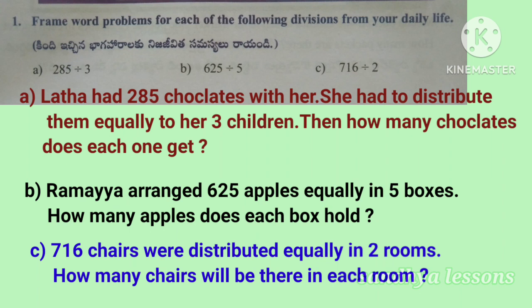B division. 625 divided by 5. Word problem for this division is Ramaya arranged 625 apples equally in 5 boxes. How many apples does each box hold? C division 716 divided by 2. Word problem for this division is 716 chairs were distributed equally in 2 rooms. How many chairs will be there in each room?